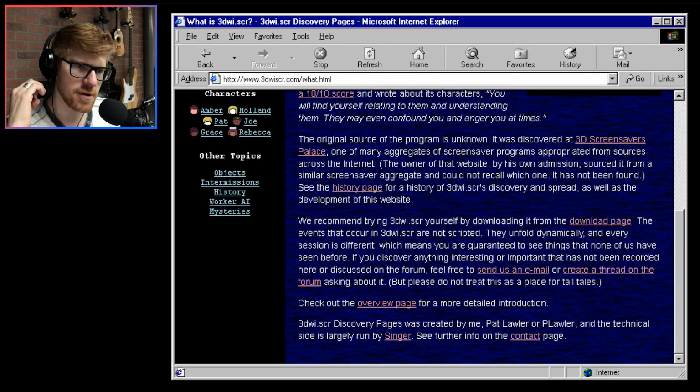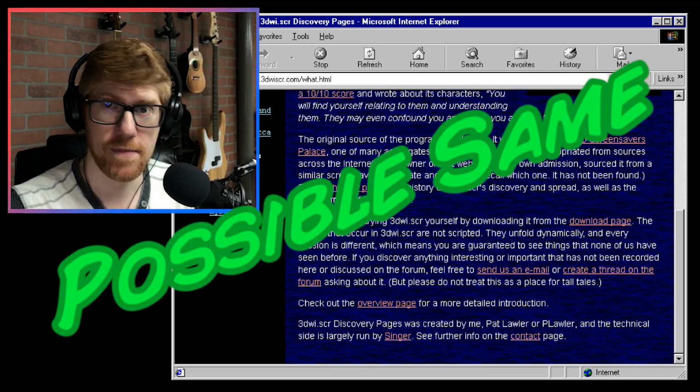See the history page for a history of 3D Whisker's discovery and spread, as well as the development of this website. We recommend trying 3D Whisker yourself by downloading it from the download page. The events that occur in 3D Whisker are not scripted. They unfold dynamically, and every session is different, which means you are guaranteed to see things that none of us have seen before. Well, if it's random, then that's not necessarily true. I mean, you could see the same, possible same.